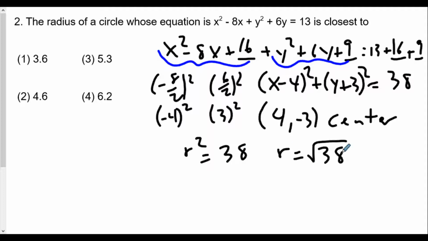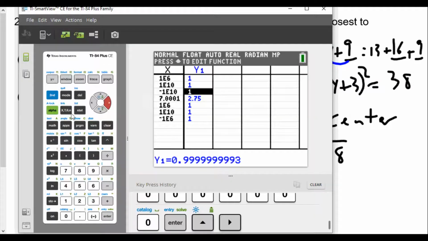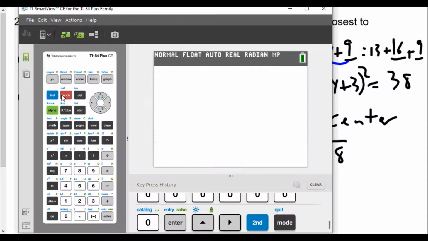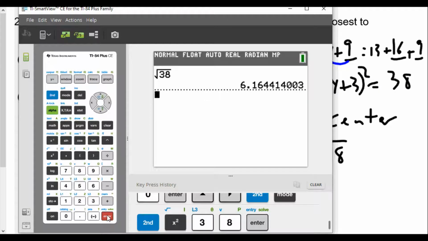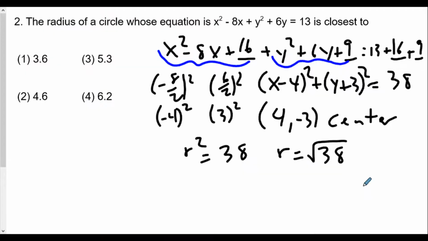We're not looking for the simplified version, which I don't think the square root of 38 simplifies anyway. We're looking for which value is closest. So we're going to break out our calculator. We're going to take the square root of 38. Let's go to second, x squared, square root of 38, and we get a value of 6.1644, or about 6.2. So r is approximately 6.2, and that would be this value here. That's how we do question number 2.